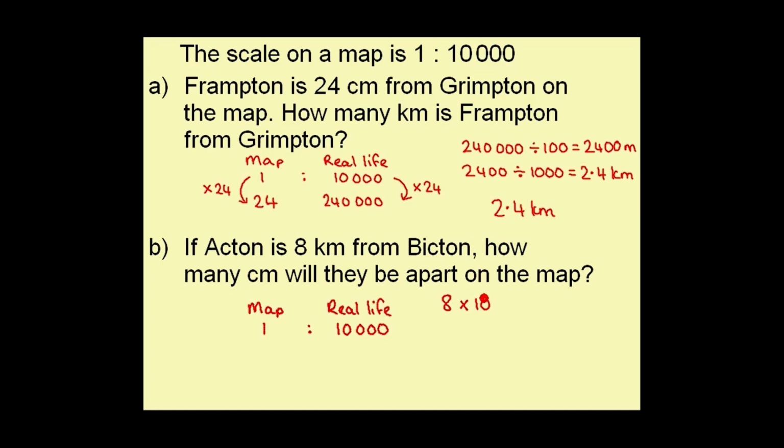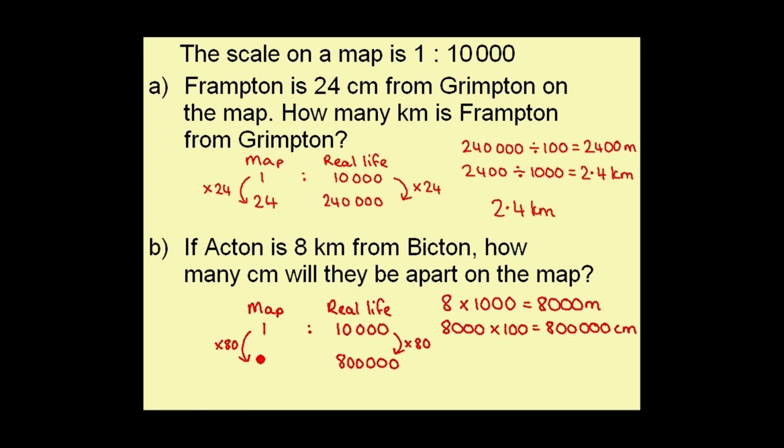So I'm going to change 8 kilometres into centimetres. I can multiply by 1,000 to get metres, so it's 8,000 metres, and then I can multiply that by 100 to get centimetres, so that's 800,000 centimetres. So in real life, Acton and Bicton are 800,000 centimetres apart, and I want to work out the number here. I can see that to get from 10,000 to 800,000, I've multiplied by 80. So I need to do the same thing here, multiply by 80, and I get 80. So on the map, they are 80 centimetres apart.